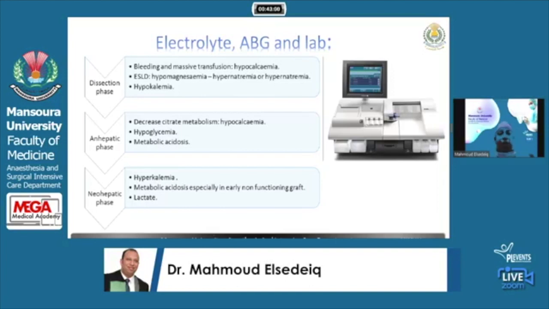In the neohepatic phase, especially in cadaveric liver transplantation, hyperkalemia may occur. Metabolic acidosis may occur, especially in early non-functioning graft, and the accumulation of lactate leads to lactic acidosis.